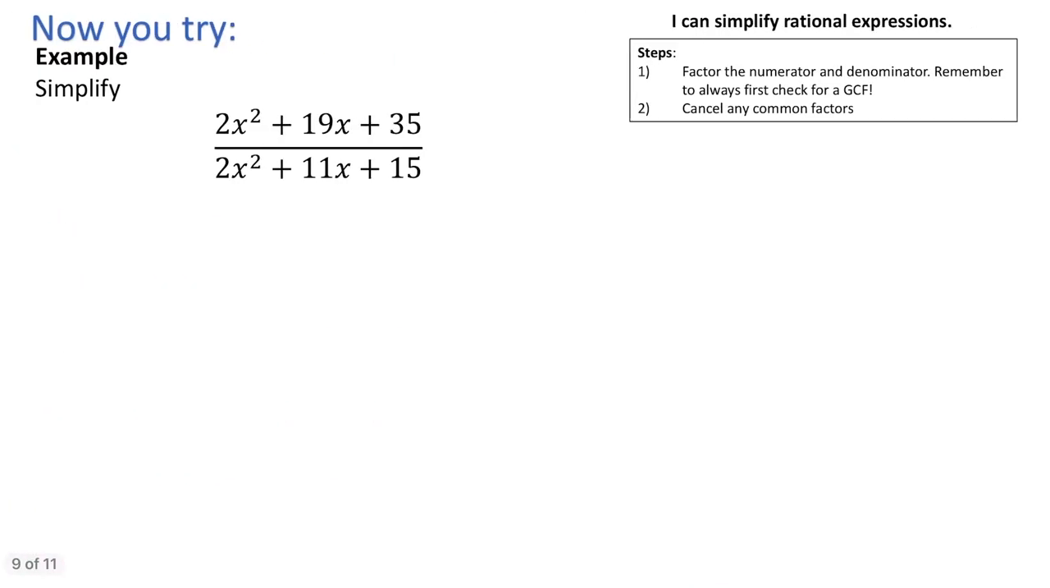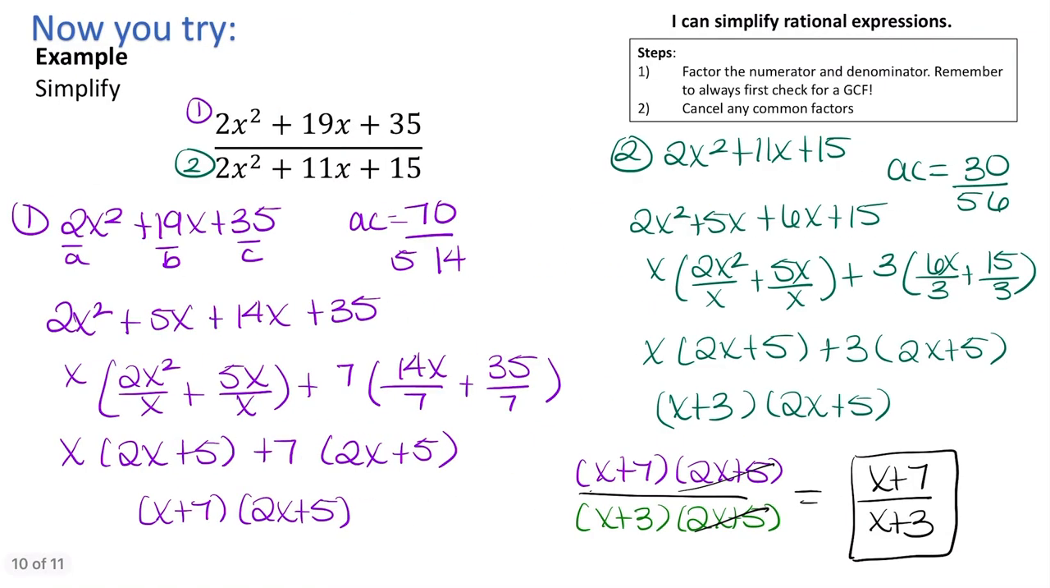So now you can go ahead and pause the video and try doing this example on your own. So here, when we factor, the numerator is going to factor into x plus 7 times 2x plus 5. The denominator is going to factor into x plus 3 times 2x plus 5. So when you write the original rational expression in fully factored form, the 2x plus 5 will cancel, leaving us with x plus 7 over x plus 3.